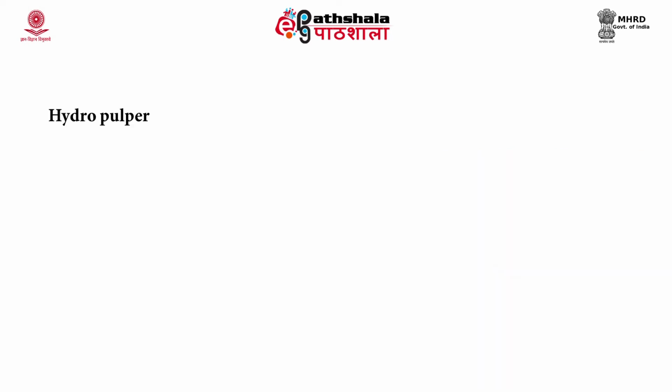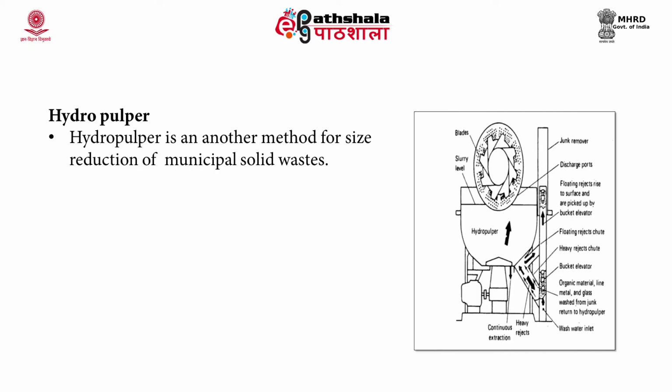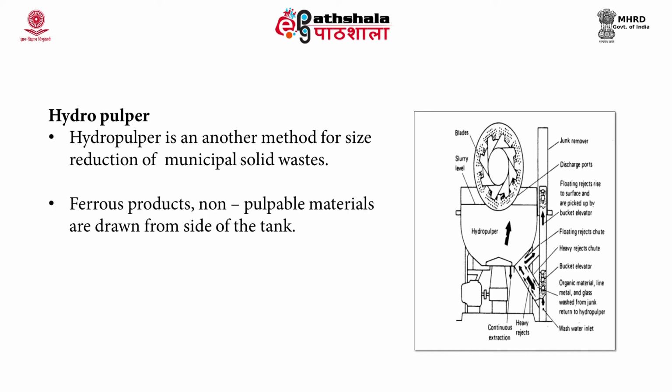The next type of shredder would be hydropulper. Hydropulper is another method for size reduction of municipal solid waste. Inside the hydropulper, the solid waste along with water is added. The high speed cutting blades mounted on a rotor in the bottom convert pulpable and friable material into a slurry containing 2.5 to 3.5% solids.